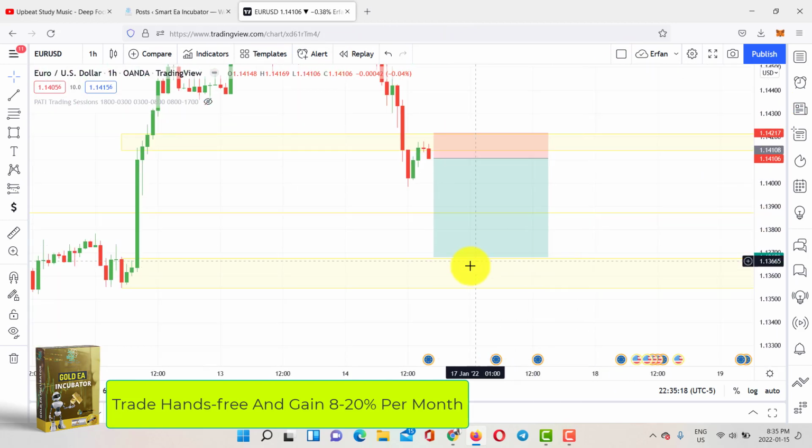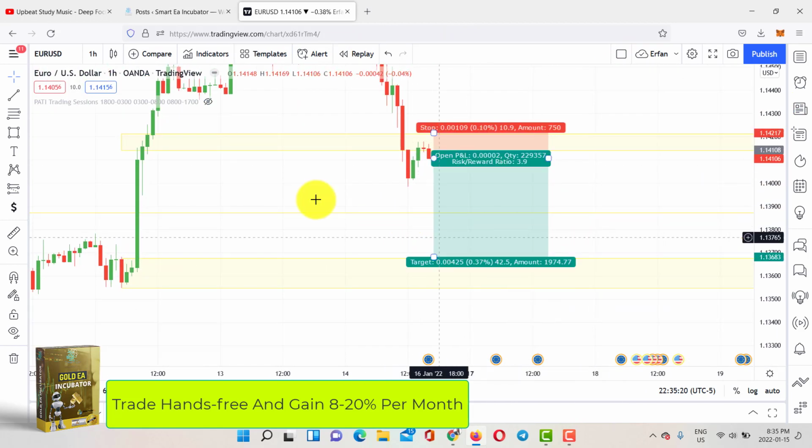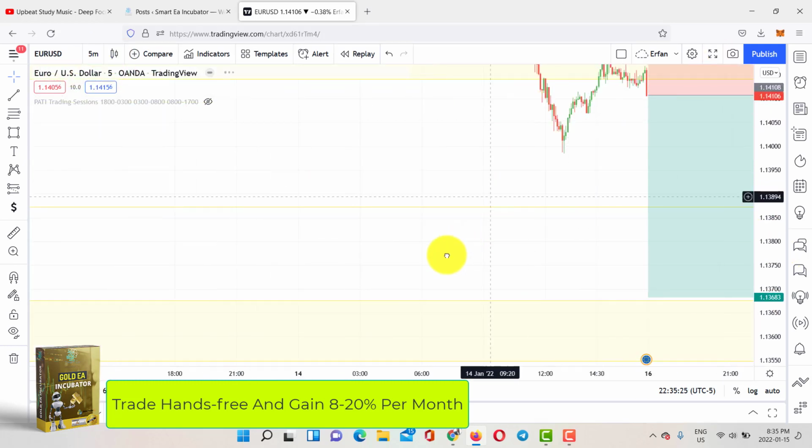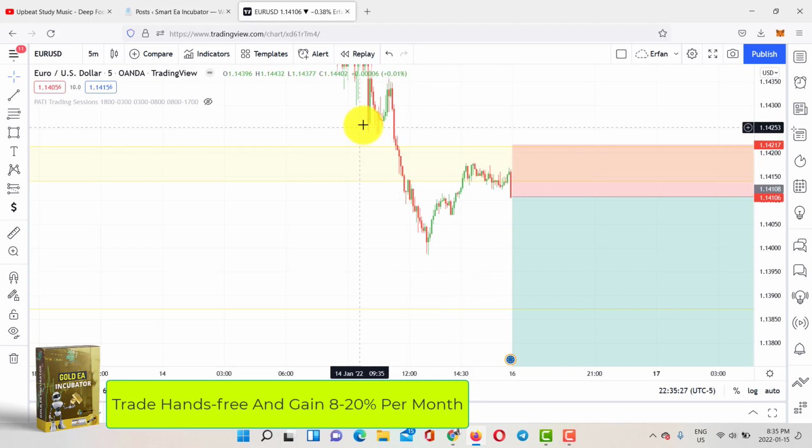And after that, if it taps into this zone, we see how the market reacts to go long. So even on the 5 minutes, we'll see that this area is being respected.